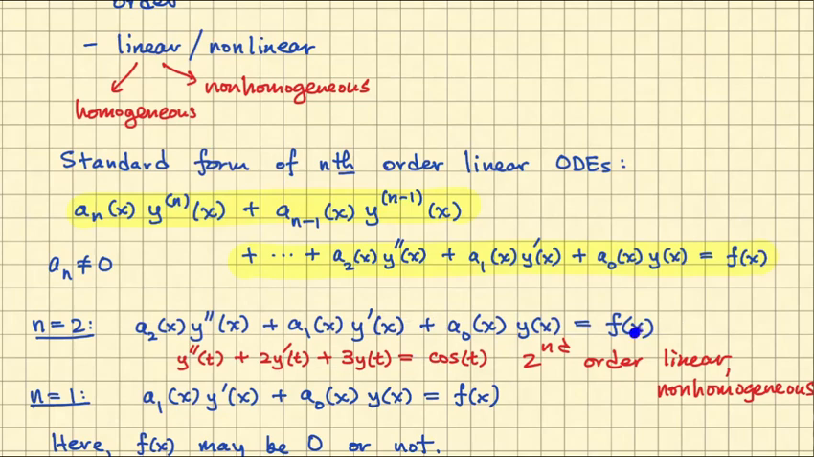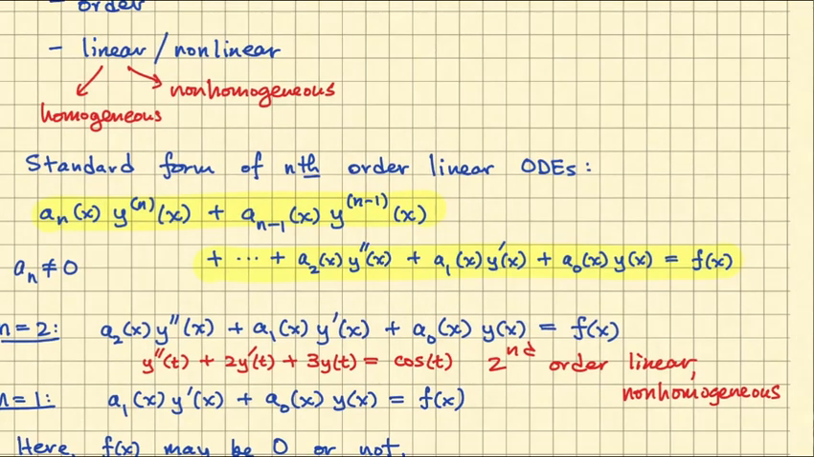Wherever you see an x, you put a t, and you can see that the coefficient on the front of the double prime is an understood 1. That's perfectly acceptable. The coefficient on the front of the y prime term is a 2. The coefficient on the front of the y is a 3. The f here is a cosine t. Everything here matches the template. So we would say that this is second order because a double prime is the highest derivative that you see. It's linear because it matches this template.